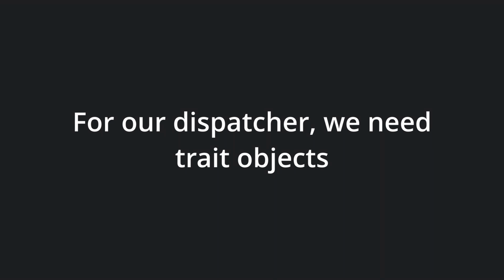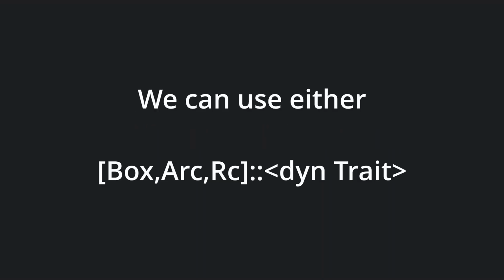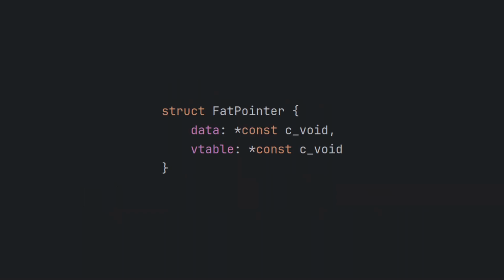use what we call a trait object. In Rust, we use trait objects to dynamically dispatch to implementations of traits for an unknown type. We can use either a smart pointer of dyn Trait or a reference, &dyn Trait. In both cases, the only things accessible to us are the data pointer and the vtable pointer for the hidden concrete type. We call such a pointer a fat pointer since it actually consists of two pointers.